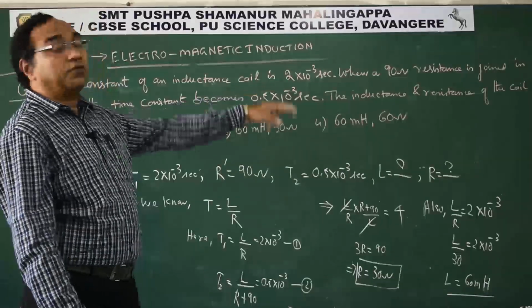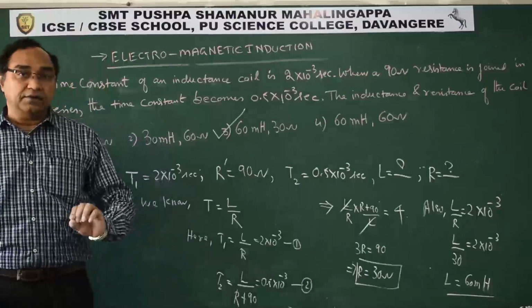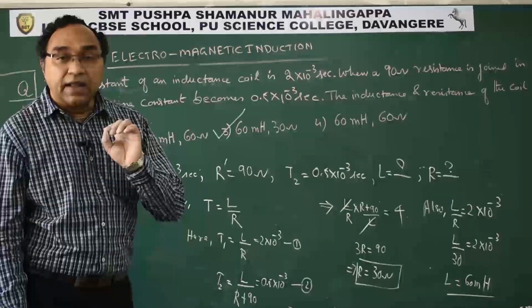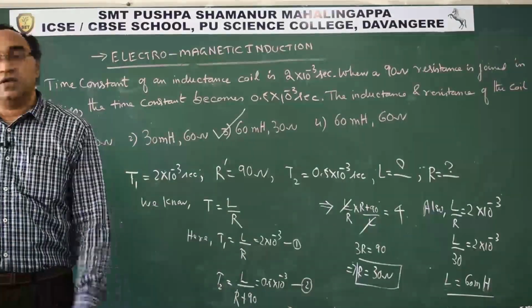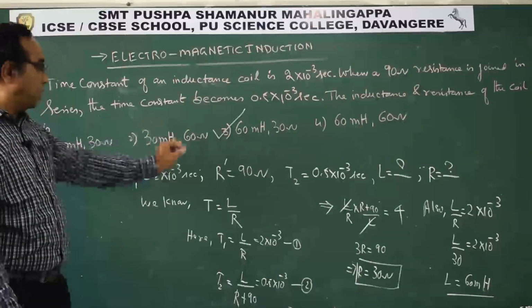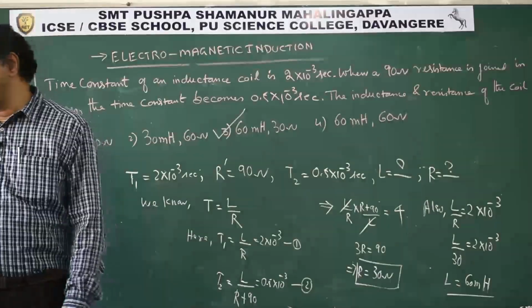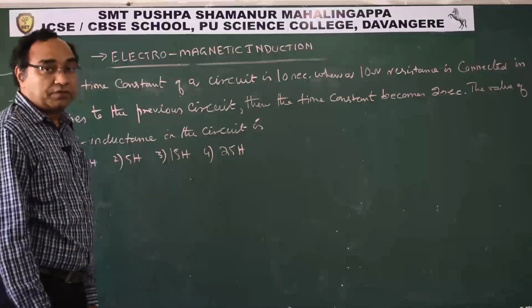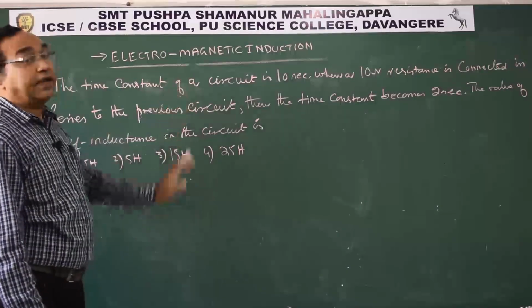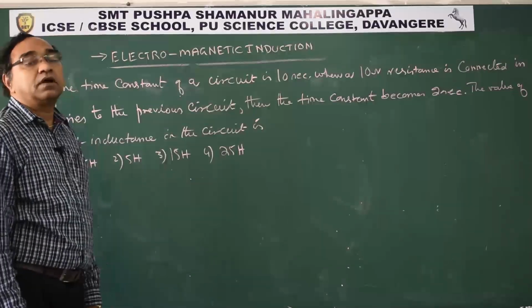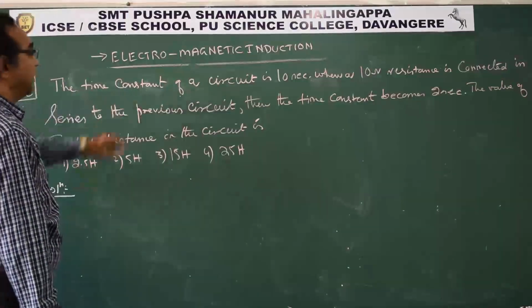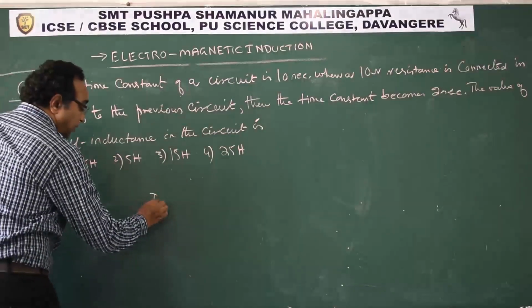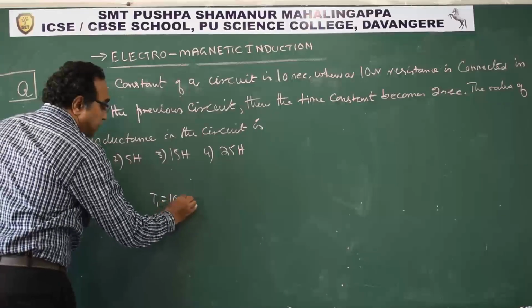See, time constant. So the numericals from time constant or the LR circuit are framed in this way. They are not difficult, they are very easy. Please read the question properly and try to use the identities. Well students, one more question which is related to the time constant of LR DC circuit. Time constant of a circuit is 10 seconds. So it is given T1 is 10 seconds.